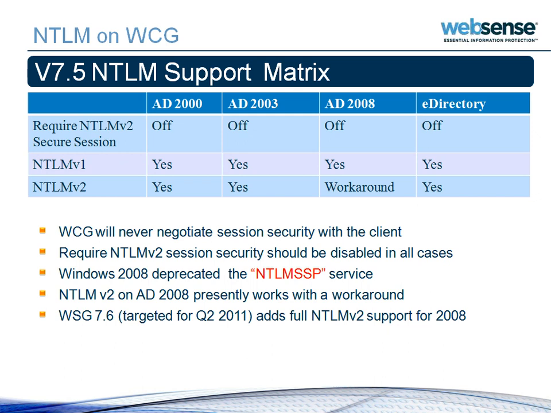Essentially, that was the service that handled the negotiation between the client and the server for which authentication method was going to be used to authenticate a user. That's done differently. In order for NTLM version 2 to work in Active Directory 2000 environments with the WebSense Content Gateway, there's some additional steps that we need to do, and we'll cover that more in detail in just a few minutes. Finally, all NTLM version 2 issues are corrected in the latest release of WebSense version 7.6, coming out in the second quarter of this year.